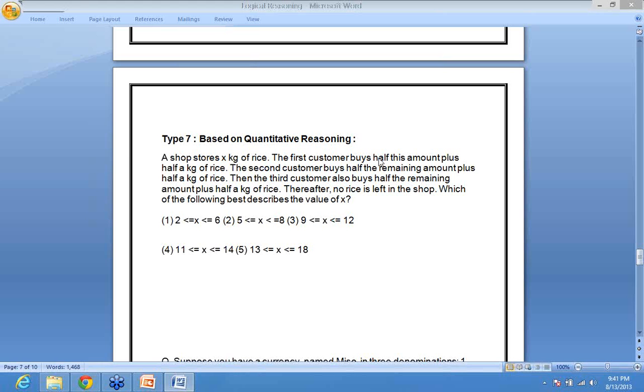And since the question has definite ranges, there cannot be two ranges, there will be only one option correct.